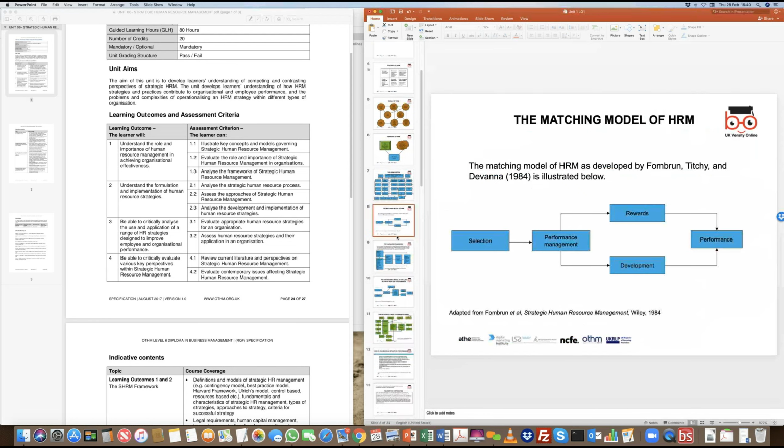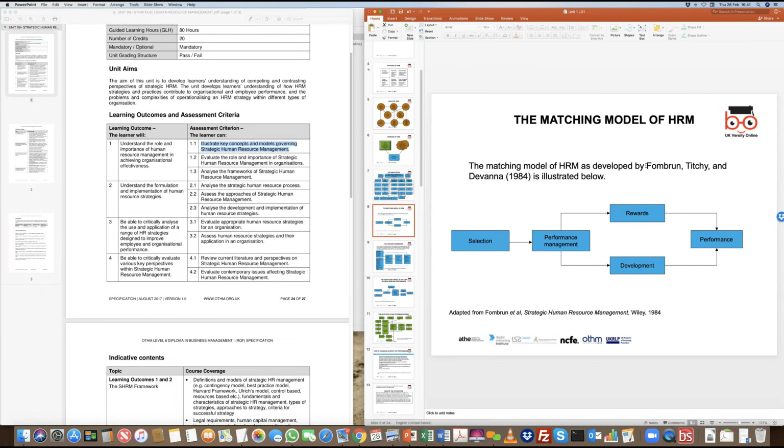Now, there are some models which we need to understand from a theoretical standpoint, and I've put together one slide on each of the models. Because Learning Outcome 1 talks about illustrating key concepts and models governing strategic HRM. So the idea is to understand the different models which have evolved over the years. The first model that we're looking at is the matching model of HRM.